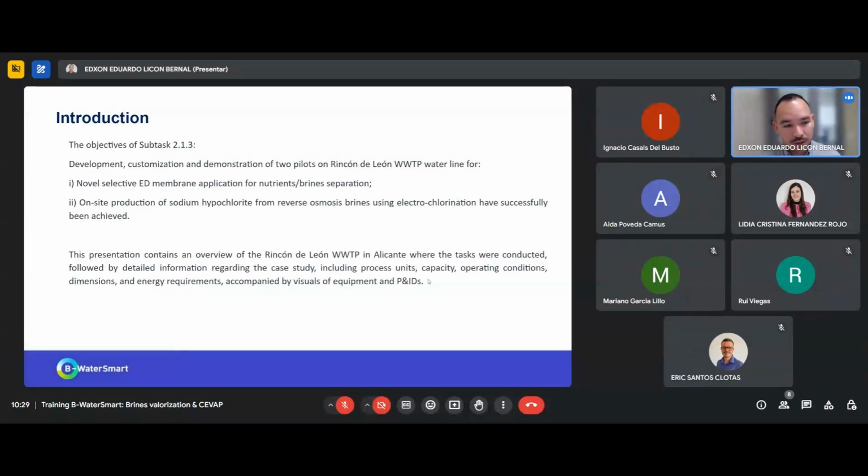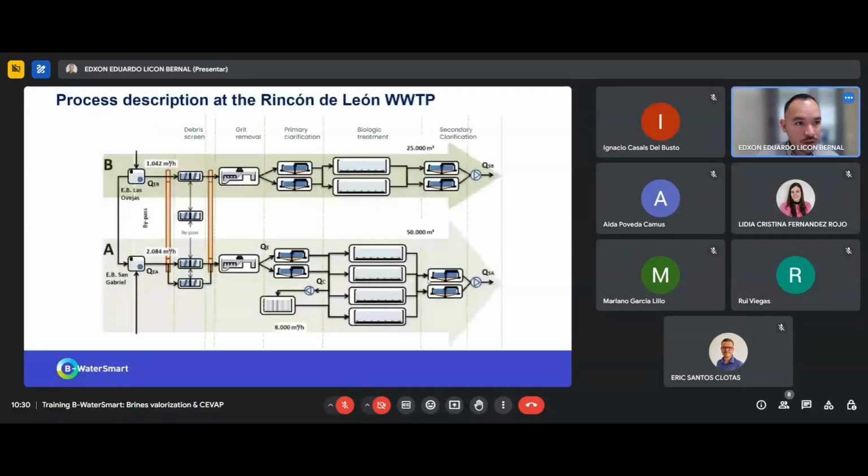At the end of the day, this presentation contains an overview of what has been done related to this task 2.1.3 and all the energy requirements, the PNID, the capacity, the different operation conditions. We're going to see it together.